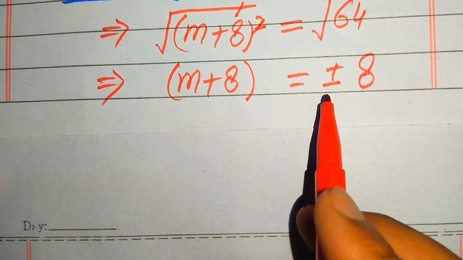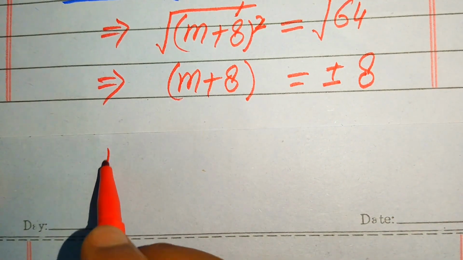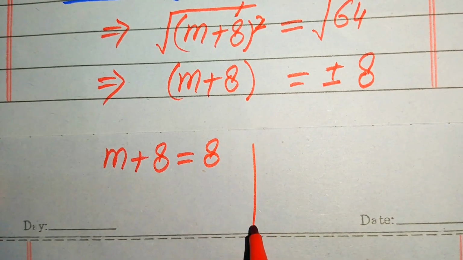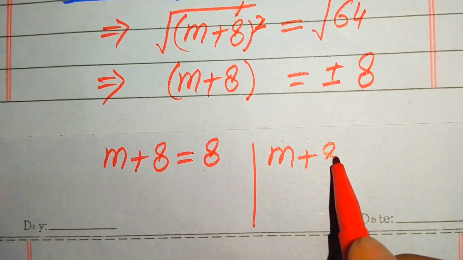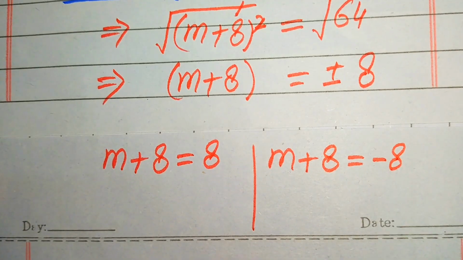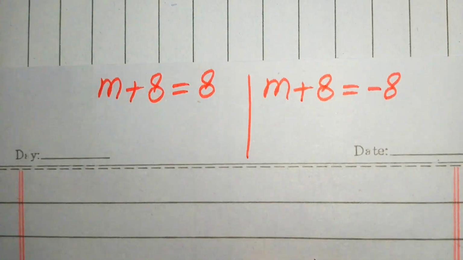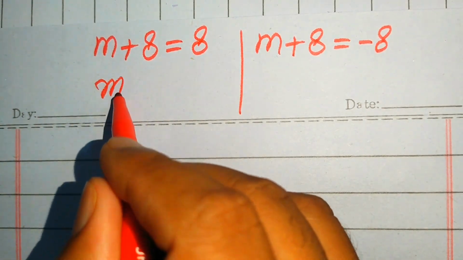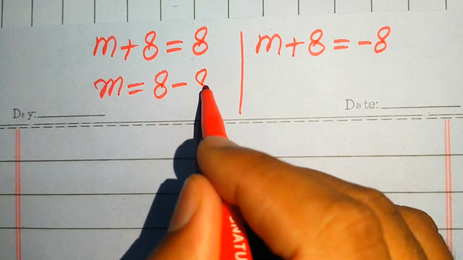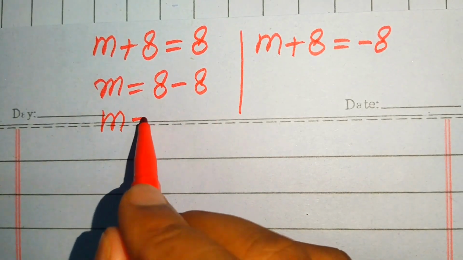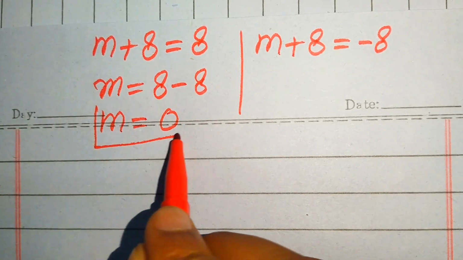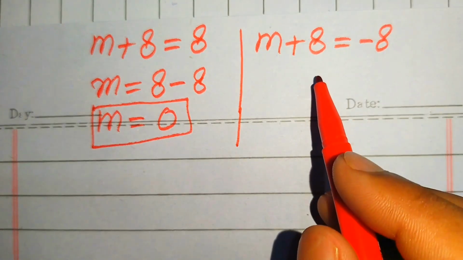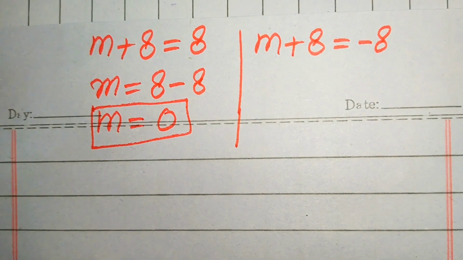In the next step we need more simplifications in order to get the values of m. Here you see that the right hand side is positive or negative, so we break it into two cases. Here m plus 8 is equal to positive 8, and on this side we have m plus 8 is equal to negative 8. Further, we move plus 8 to the right hand side. We get m equals 8 minus 8, and here we clearly get the value of m equals 0. This is the first root which we get from the second method.